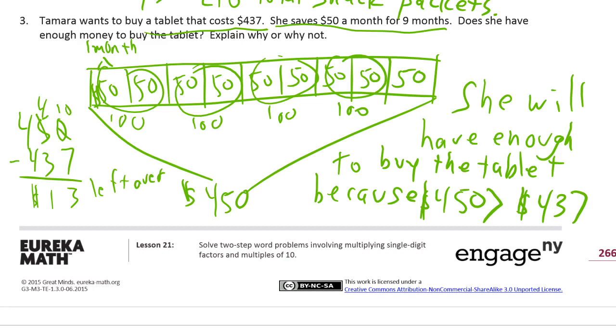And we need an equation out of this for this whole tape diagram here to describe it. And that would be 9 50s, right? 9 times 50 equals 450.